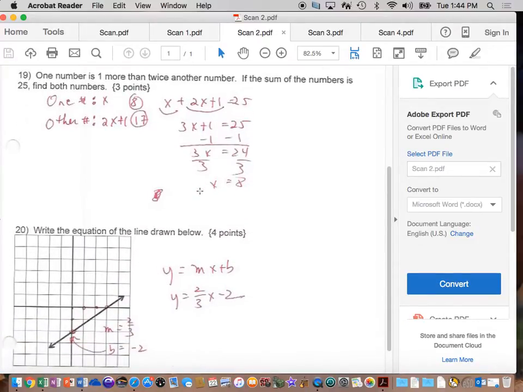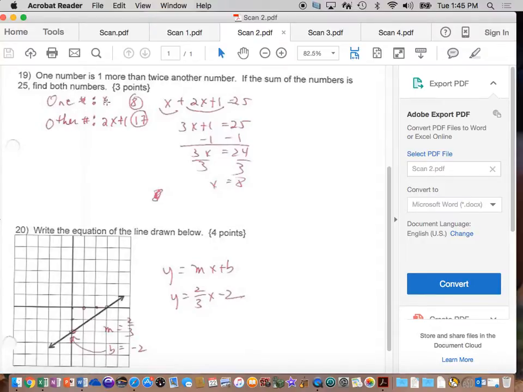Okay, number 19 we talked about yesterday, and we said that the most important thing you can see as you're reading through this question, it says one number is one more than twice another number. And you should pick up on the fact that that means there are 2 different numbers in this problem, Davis. And because there's 2 different numbers, you need to go off to the side when you set the problem up and say one number, other number, or second number, whatever you want.